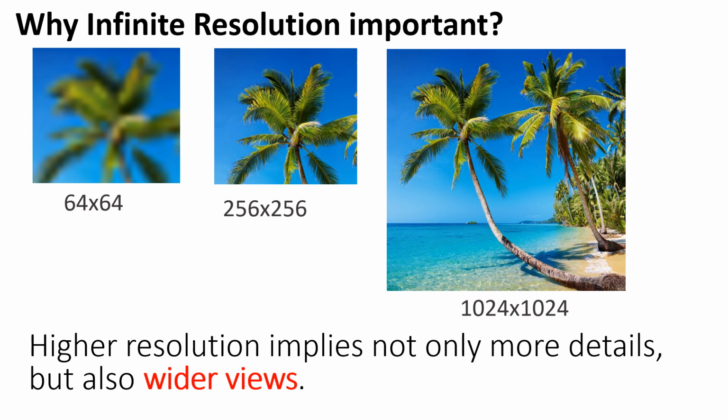Why is infinite resolution important? It is well known that high resolution means more details. Compared with the resolution of 64, the coconut tree at a resolution of 256 shows more detailed leaves. But higher resolution implies more than that. For the same fidelity, an image of 1024 times 1024 shows wider views. This shows high resolution implies not only more details, but also wider views.